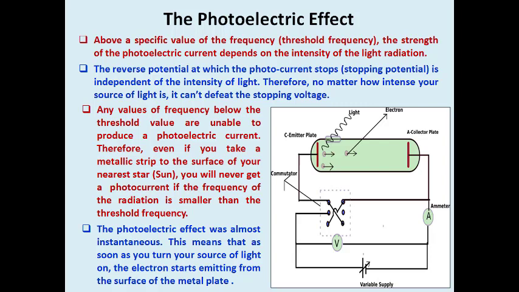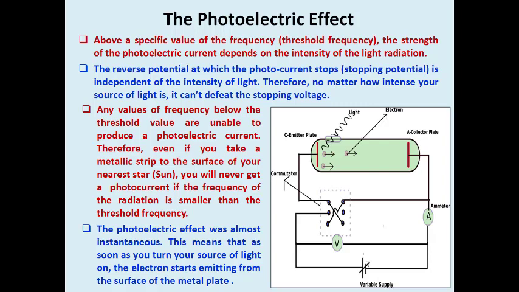The next one is the reverse potential. The reverse potential at which the photocurrent stops, named the stopping potential, is independent of the intensity of light. So no matter how intense your source of light is, it can't defeat the stopping potential. If you apply negative to the emitter and positive to the collector, we expect that the electrons are accelerated toward the opposite charge, which means the conductivity will be increased.